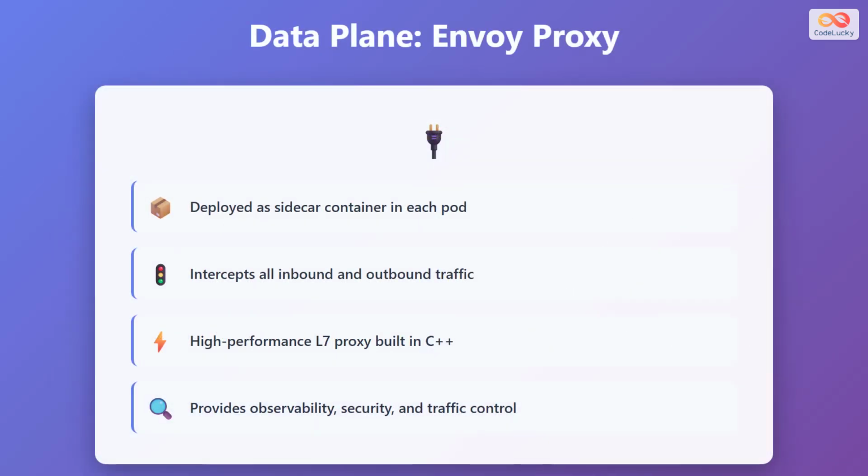The data plane in Istio is powered by Envoy Proxy. Envoy is deployed as a Sidecar container in each pod, meaning it runs alongside your application container. It intercepts all inbound and outbound traffic, giving Istio complete visibility and control over service communication. Envoy is a high-performance Layer 7 proxy built in C++, which makes it extremely fast and efficient. It provides three critical capabilities: observability through metrics and logs, security through encryption and authentication, and traffic control through routing and load balancing.